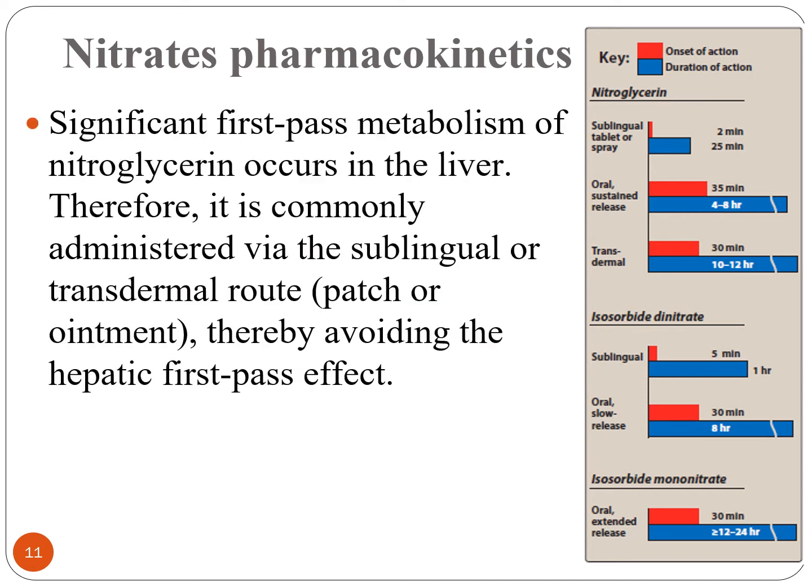Significant first pass effect metabolism of nitroglycerin occurs in the liver. Therefore, it's commonly administered via sublingual or transdermal routes, in the form of patches or ointment, to avoid the first pass effect, the hepatic first pass effect, and we talk about this when we talk about the pharmacokinetics.